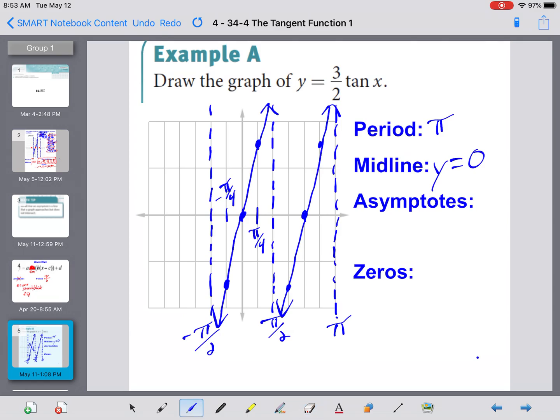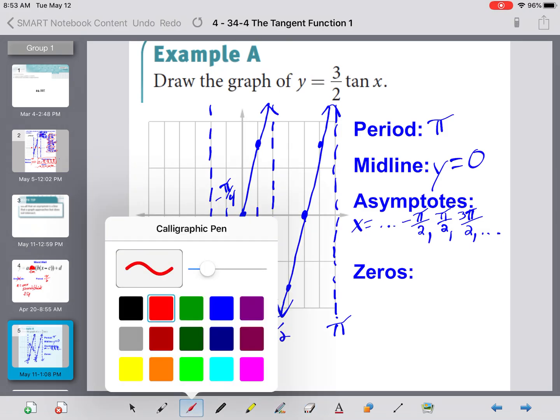Okay, asymptotes. The first ones I have, and again, we're going to label these as x equals. The first one I have is at negative pi over 2. Then pi units away is positive pi over 2. And then pi units away, if I want to label another one, is 3 pi over 2. And those keep going, okay? So be able to label a few of those.